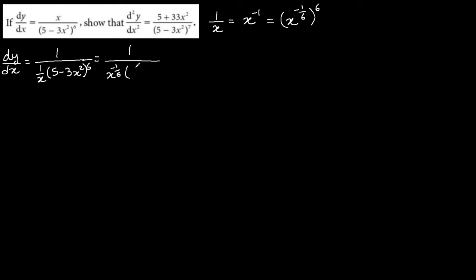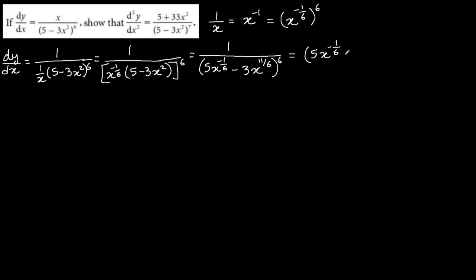And because they have the same power, we could now write it like this. If we now simplify the contents of the square bracket, we get 5x to the negative 1 over 6 minus 3x to the 11 over 6. So that's 2 take away 1 over 6, all to the power 6. And this, of course, could be written as 5x to the negative 1 over 6, take away 3x to the 11 over 6, all to the negative 6. And this form we can differentiate using just the chain rule.